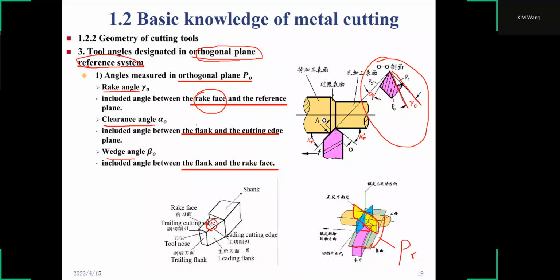And the clearance angle is the angle between the flank and the cutting edge plane. This is the cutting edge plane, and this surface is the flank surface. So the clearance angle is this, and the wedge angle is between the flank and the rake face. This angle is the wedge angle beta. Okay. Can you understand this?